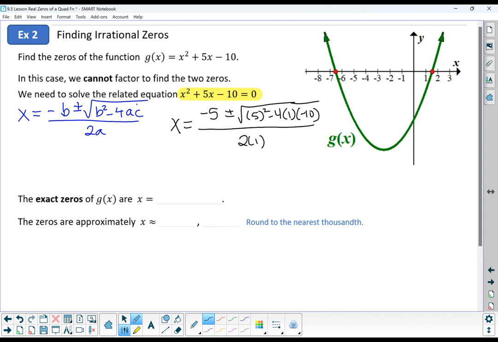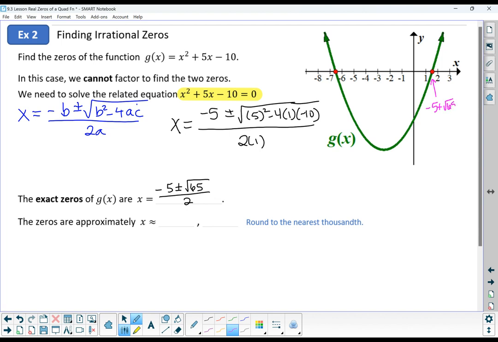Okay, so let's see. That square root is the square root of 65. So our exact zeros, so these are irrational zeros, and they are at negative 5 plus or minus the square root of 65, all divided by 2. So those are the exact zeros, but it's hard to envision that.